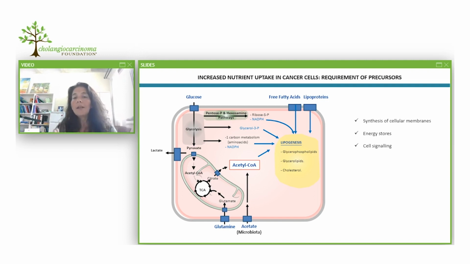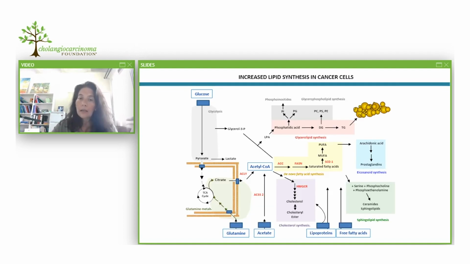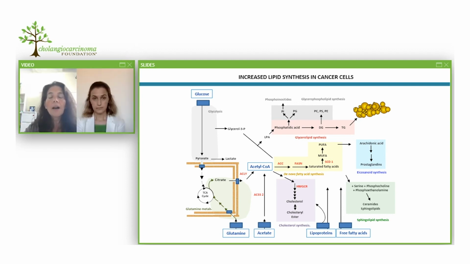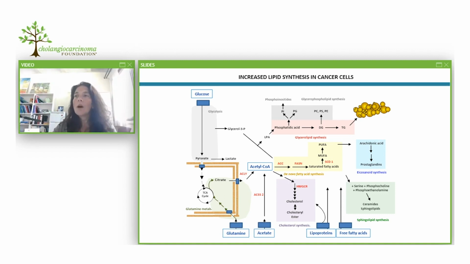So, rewiring of lipid metabolism and lipids are required in cancer cells. We know that glycerolipids and sterols are required for the generation of new cellular membranes, that TGs, triglycerides, are energy storage forms, and that lipids such as ceramides and sphingolipids are cell signaling molecules required for cancer cells. So, targeting metabolic pathways involved in lipid metabolism could provide new therapeutic targets.